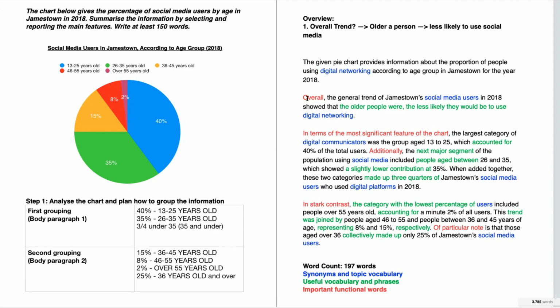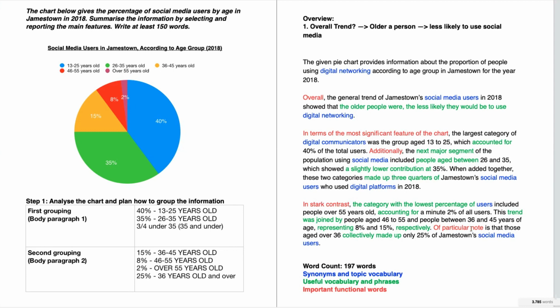Now, our important functional words really help our essay sing and flow together. So in the overview paragraph, overall is a great word to use because you're talking about everything in your pie chart. This is nice here, our sentence for the body paragraph 1. It says, in terms of the most significant feature of the chart, and then I talked about it. Additionally is a great way to add another example. And then when you really want to contrast something or show a completely different example, in stark contrast is an excellent way to do that. And stark just really adds it to an advanced level. You could also say in contrast, but in stark contrast makes that division even clearer and a bit stronger.